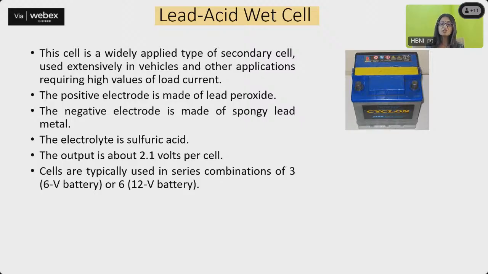In this case, the positive electrode is made of lead peroxide and the negative electrode is made of spongy lead metal. The electrolyte is sulfuric acid. The output is about 2.1 volts per cell. To increase the voltage, you generally use a series combination of either 3 or 6 of these lead acid cells put together. So the ultimate output voltage is either 6 volt or 12 volt. So that is the lead acid wet cell.